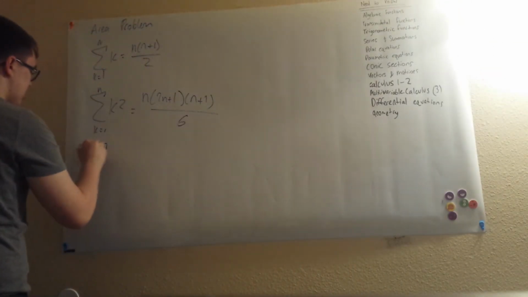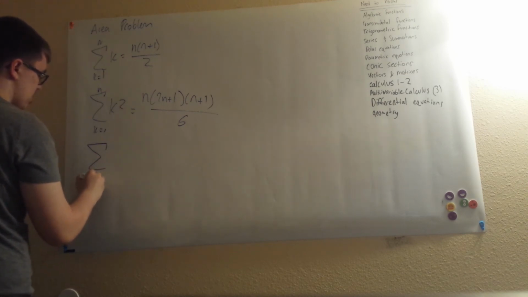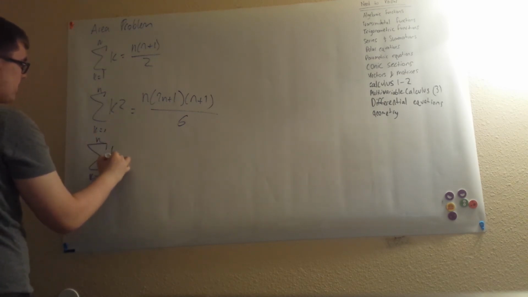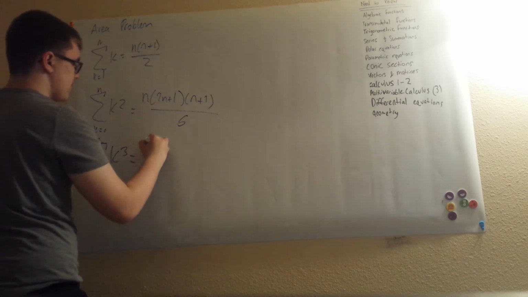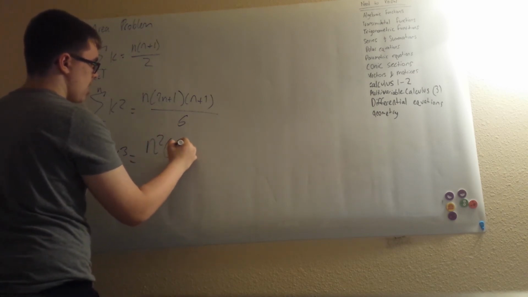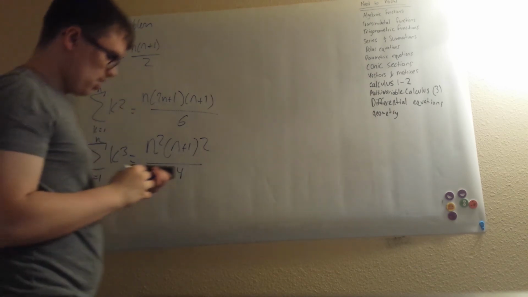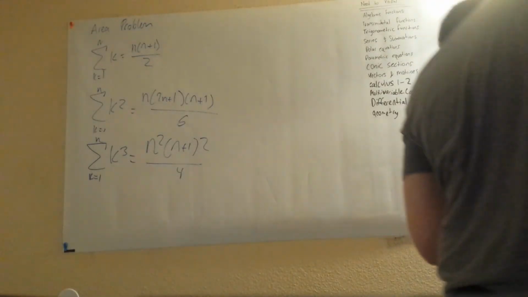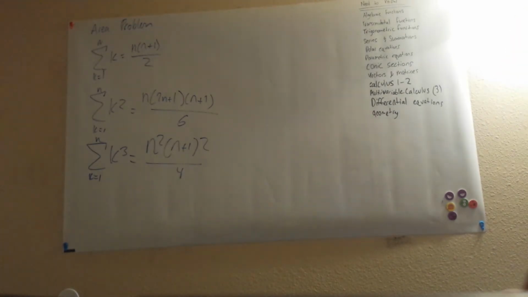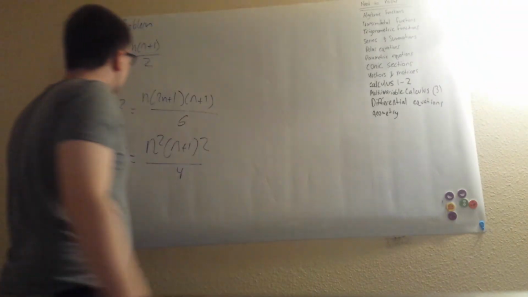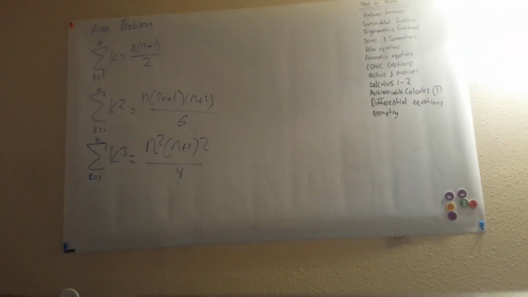The last one is if you have the summation from k equals 1 to n of k to the third power, that is n squared times n plus 1 squared over 4. So those are the summation formulas. Jot those down.